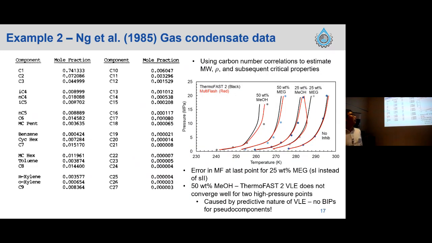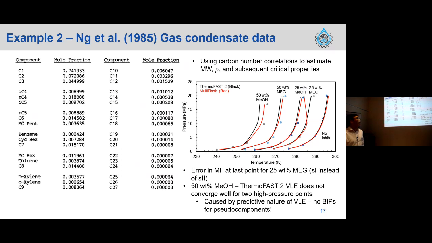We then look at another system. This is data from an old GPA report from the 80s, and here we can see that the composition is much more detailed. You have some BTEX compounds specified, and we're given a more detailed analysis of the composition of each single carbon number fraction up to C27.